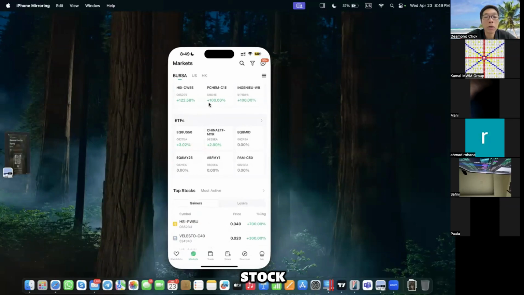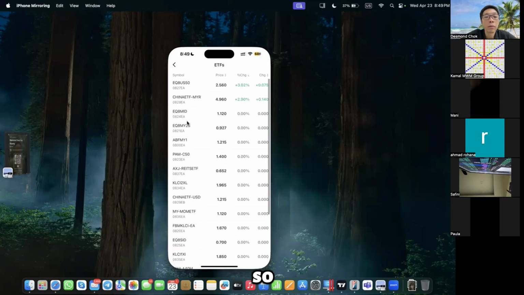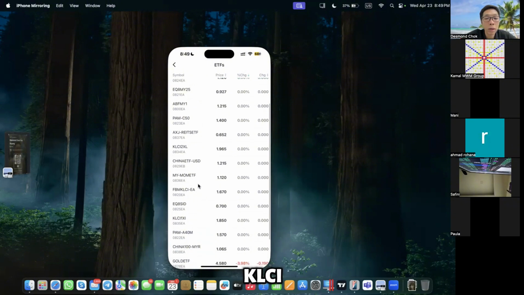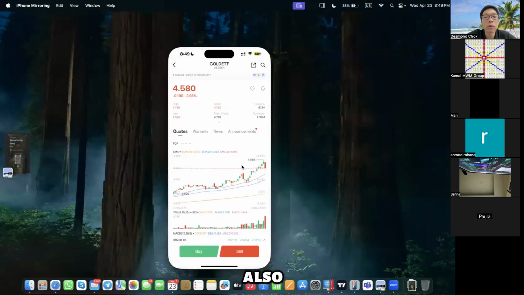Other than normal stock and warrant, we can also buy ETFs. For Malaysia, we only have selected ones. Like China ETF, KLCI, China Gold ETF. So currently, Gold ETF, you can see keeps on making new highs. Gold ETF is also a good one, all the way up. Only thing is for the last 2 days it retraced, so that's why it dropped here. But overall it's still in the uptrend. So you can also consider buying this ETF.